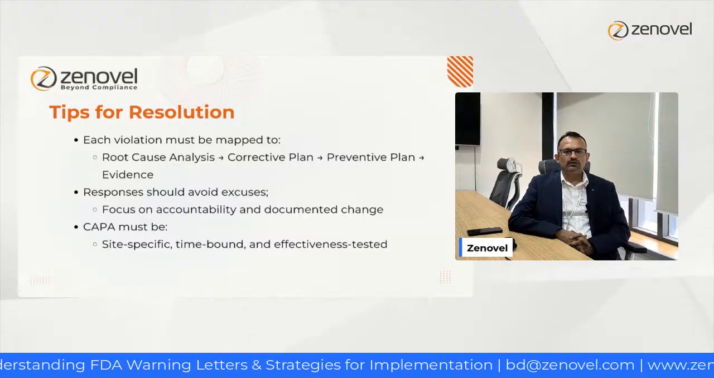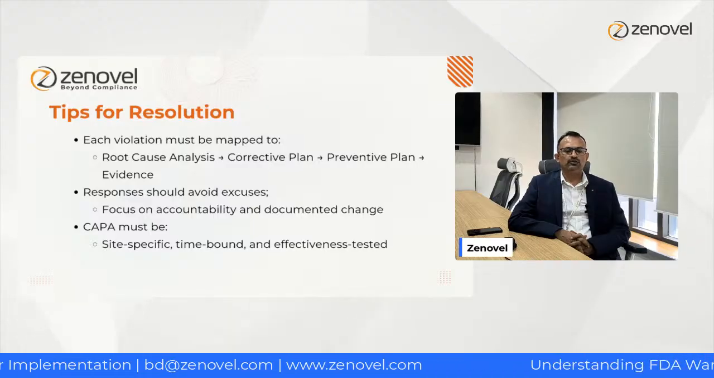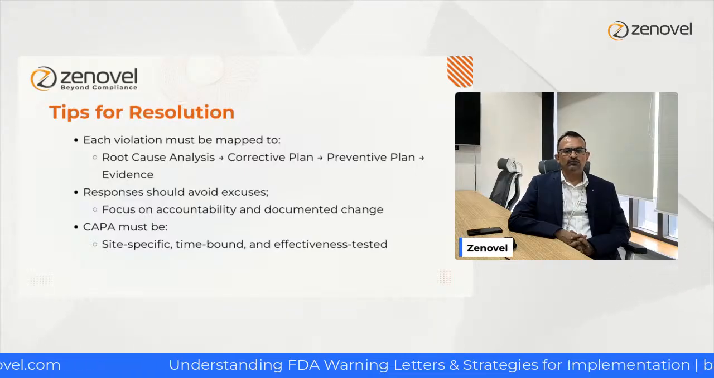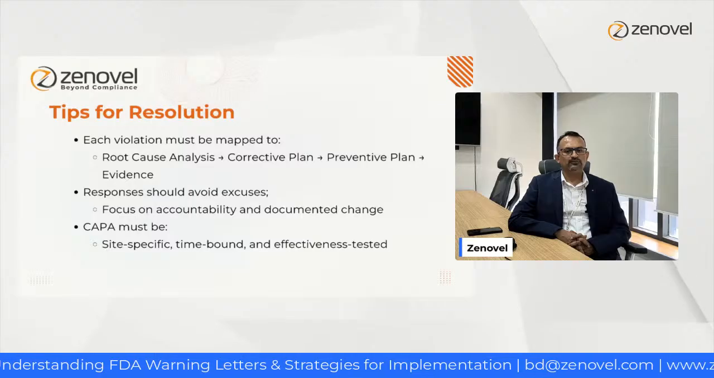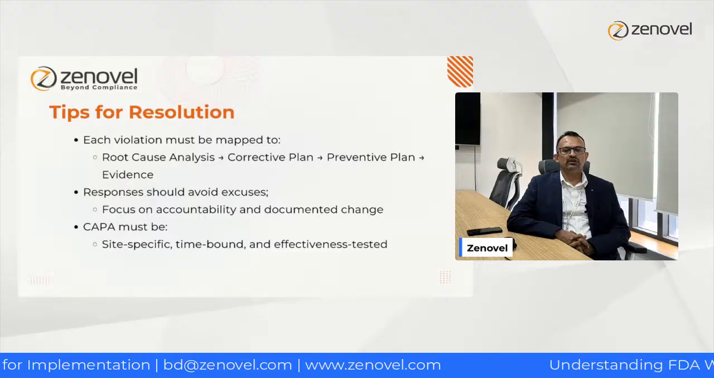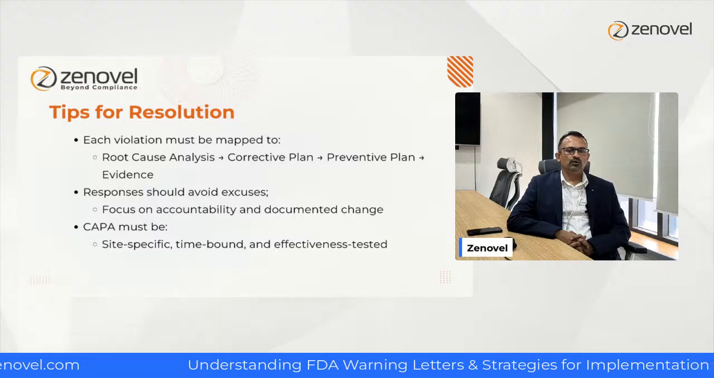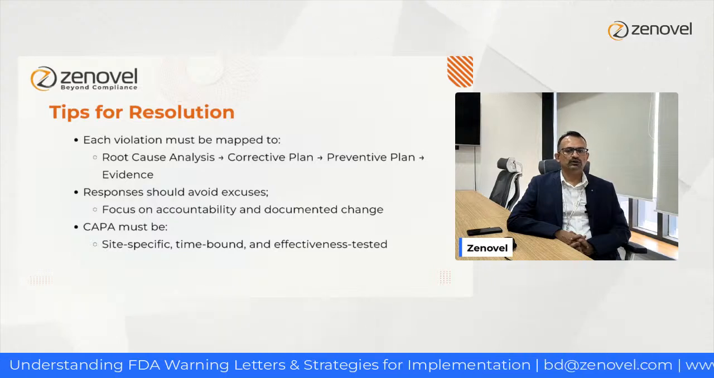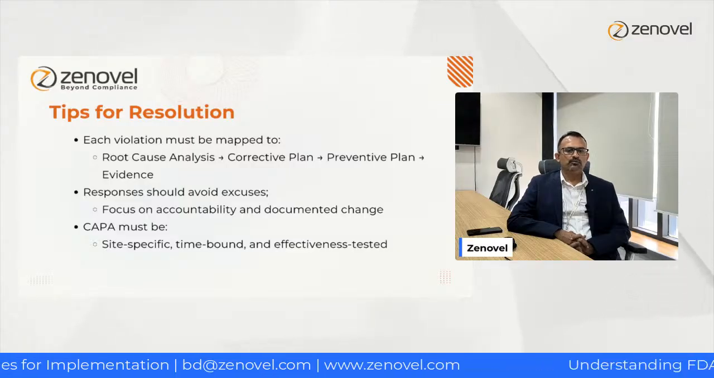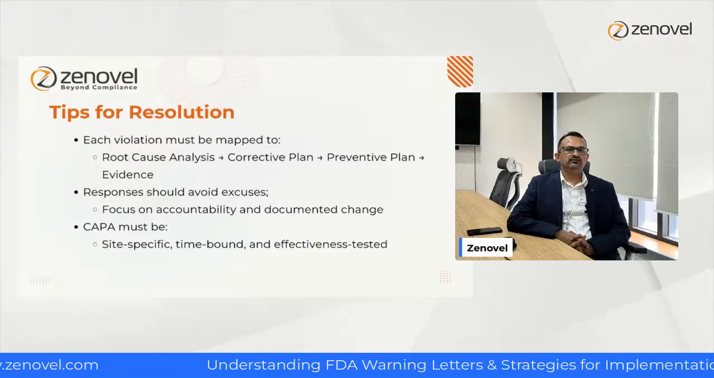Tips for resolution. Each violation must be mapped to, as we have discussed, first we have to perform the root cause analysis. After identifying the root cause, we can go to the corrective action plan, then the preventive action plan, and after that we have to maintain each and every evidence for the corrective actions as well as the preventive actions. Responses should avoid excuses. We have to focus on the accountability and documented change, not on the assumptions. And CAPA must be site specific, time bound, and effectiveness tested.